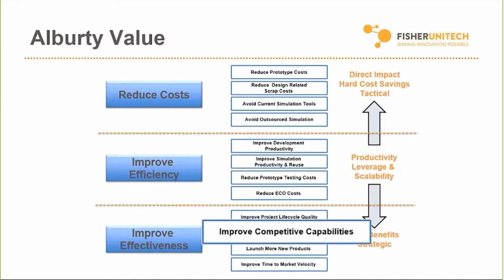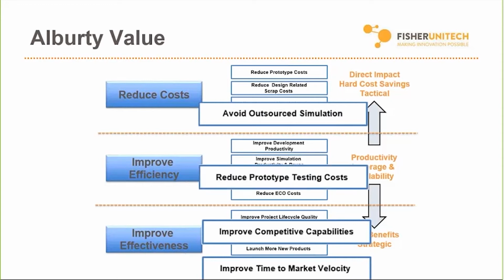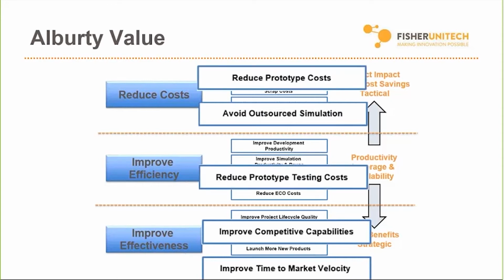So, Alburty, improving competitive capabilities. It's kind of a David and Goliath, competing against the large aerospace defense contractors. Avoiding the need to use consultants, which could eat up your budget very quickly. Improving time to market velocity. And reducing their prototype testing costs. So the cost of the actual testing, as well as the cost of generating those prototypes.